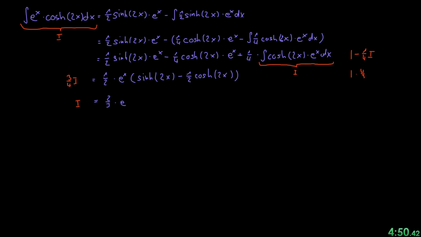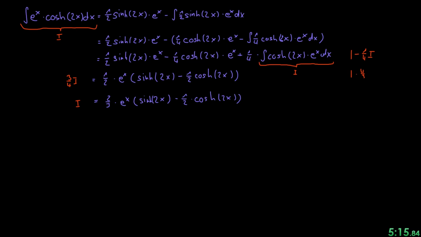2/3 times e to the x of the hyperbolic sine of 2x minus 1/2 times the hyperbolic cosine of 2x. Close those parentheses. Alright, this is the first solution of this problem I'm presenting.